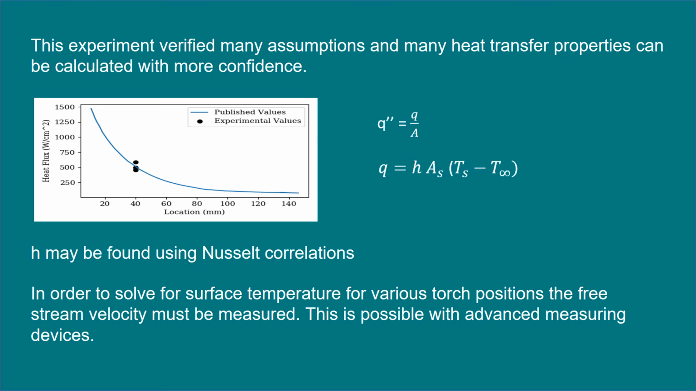However, since you need a Reynolds number in Nusselt correlations, you would have to either measure the velocity or the free stream velocity of the acetylene, or you would have to find it using mass balance. This is a little complicated because that would require compressible flow analysis, which is a little beyond us. But in a graduate level course, you would be able to solve for that velocity and then find h through Nusselt correlations and then be able to solve for various surface temperatures at different distances.